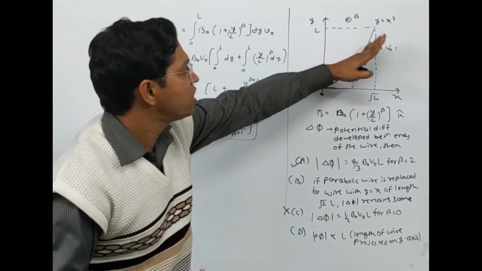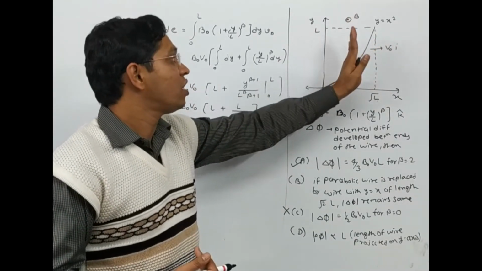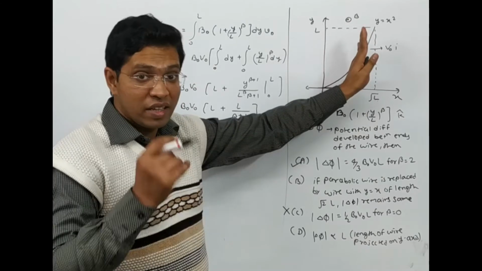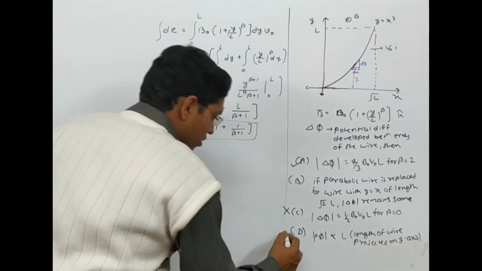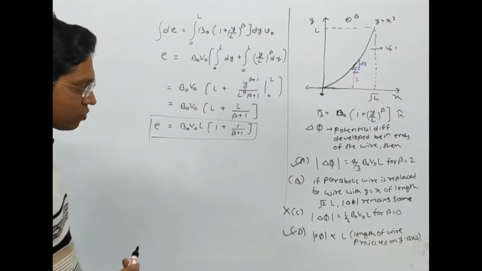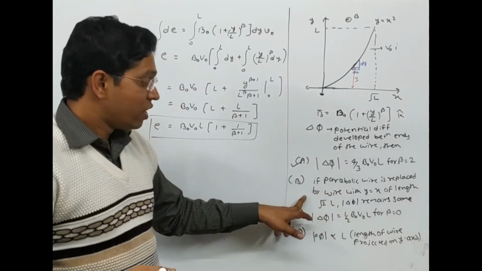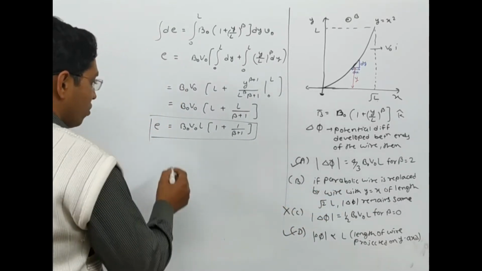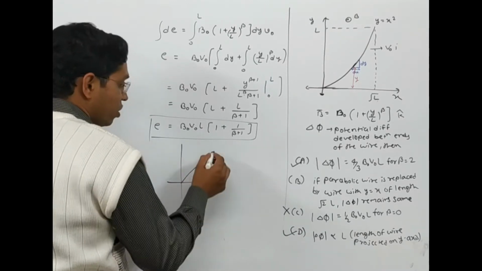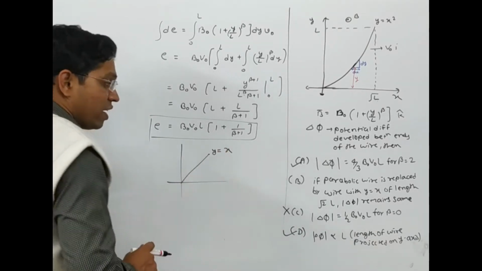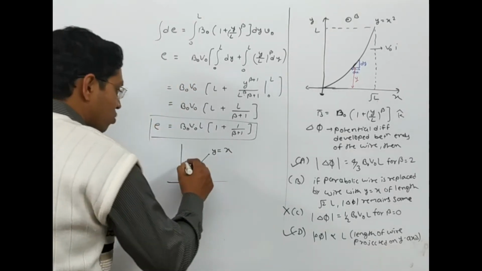It is the projection of this along y, because only the projection along this vertical direction is responsible for the EMF induced, and hence this answer is also a correct answer. Now the next question says that if the parabolic wire is replaced by a wire with y equal to x, means everything is as it is, only instead of y equal to x square, it is y equal to x, and its length is root 2L.